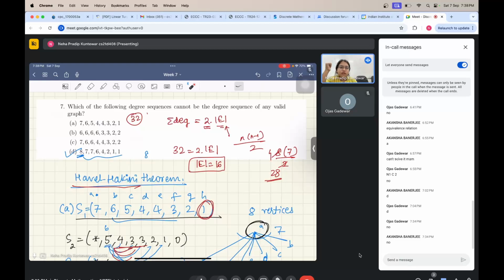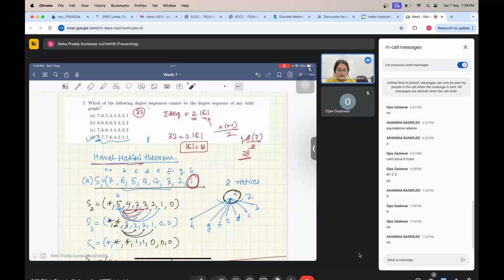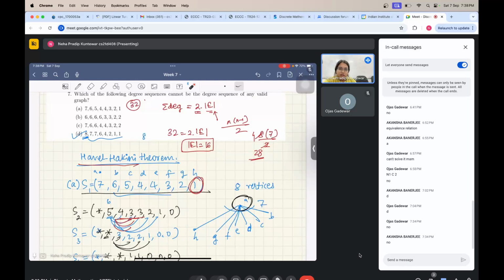Exactly. That is also another quick check that you can do. You can be clever and just look at the number of odd degrees in the sequence. If there is an odd number of vertices that have odd degree, then you can say that this is not a valid sequence. And again, that follows from your handshaking lemma.